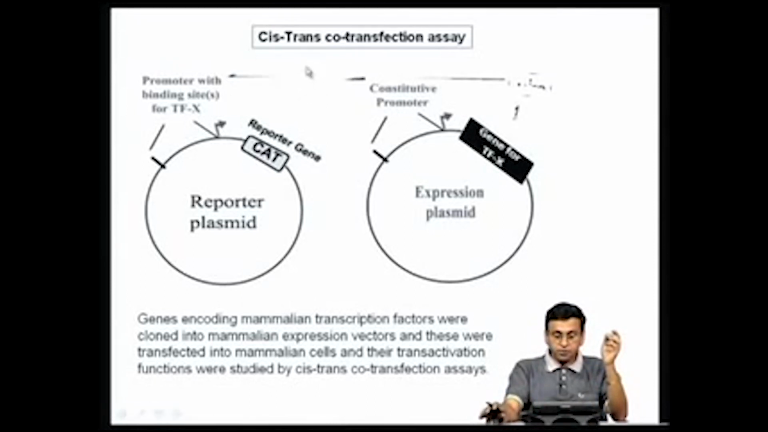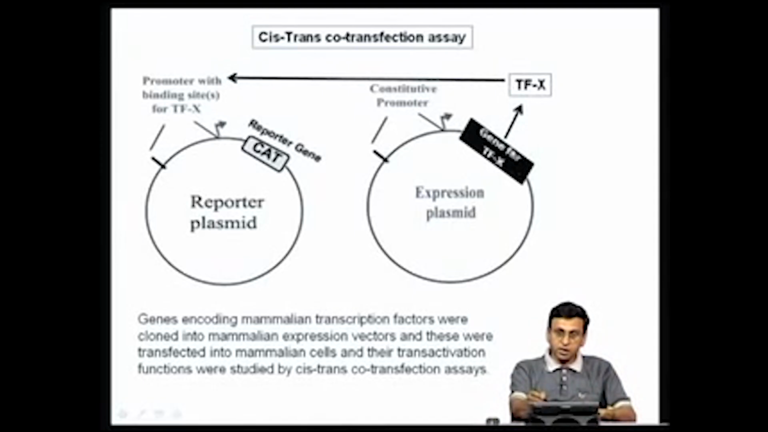Now what happens? This transcription factor gene will be expressed because it has a constitutive promoter, and the transcription factor which is made from this particular plasmid will now go and bind to this particular binding site present in the promoter region, and as a result it will activate this promoter, and the reporter gene will be expressed. Now you can easily assay the reporter gene activity.